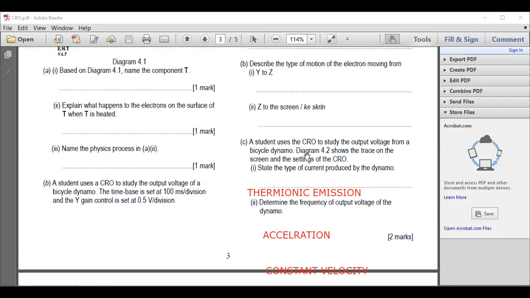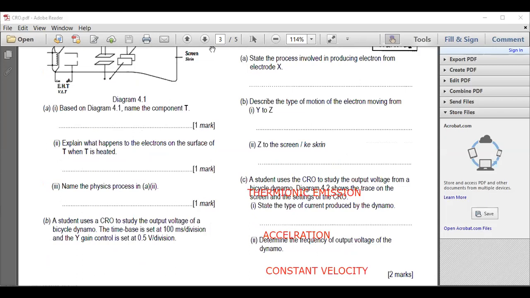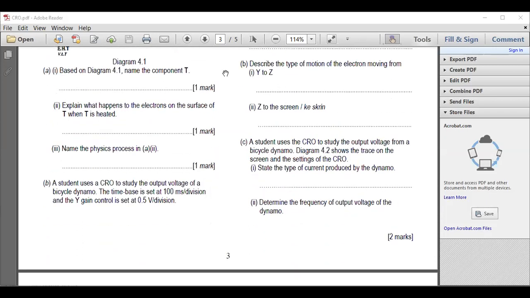Okay, next. A student uses a CRO to study the output voltage. Diagram 4.2 shows the trace. State the type of current produced by the dynamo. So you can see the shape of the wave, right? So this wave shape is alternating current. So alternating.